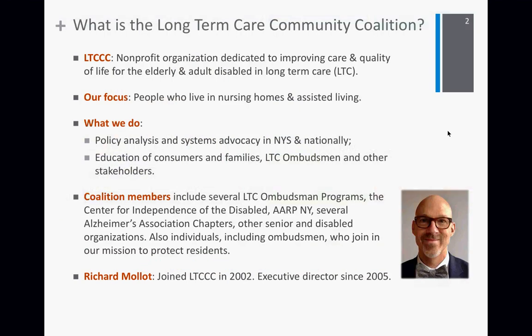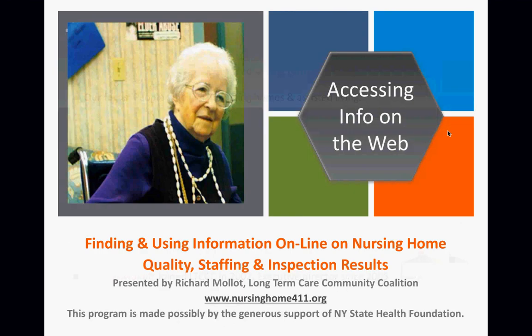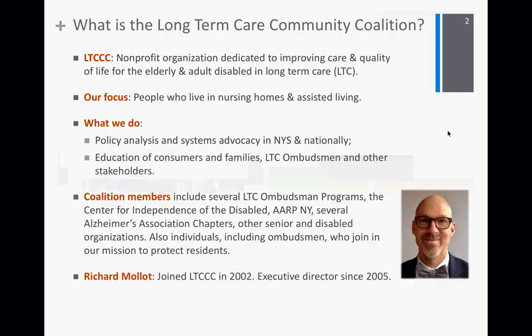Without further ado, let me start from the beginning. Sorry about that. Today we're going to be talking about finding and using information online on nursing home quality, staffing, inspection results, etc. This is a big issue as people often have to make decisions quite quickly for their nursing home residents or for themselves, for a loved one, for placement, and for ombudsman programs and others who advocate for nursing home residents. There is a lot of information out there. We're going to try to work through it and provide you some of the information and some of the resources and discuss them in a way that hopefully will be valuable to you now and in the future.